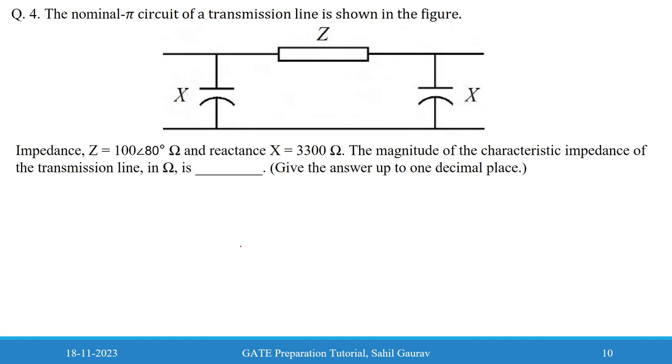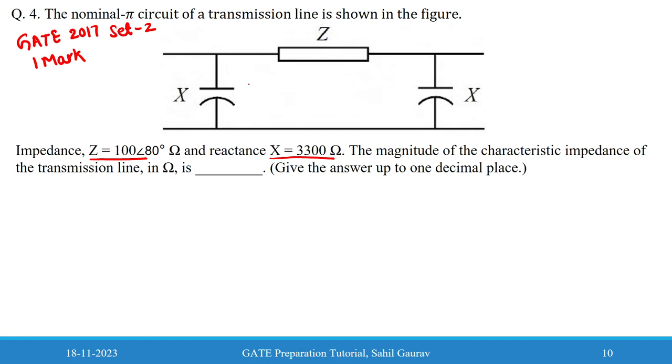And this is from GATE 2017, set 2, and it is of 1 mark. The nominal pi circuit of a transmission line is shown in the figure, and this impedance is given as 100 at the angle of 80 degree ohm, and reactance is given as 33 ohm. The magnitude of characteristic impedance of the transmission line is.